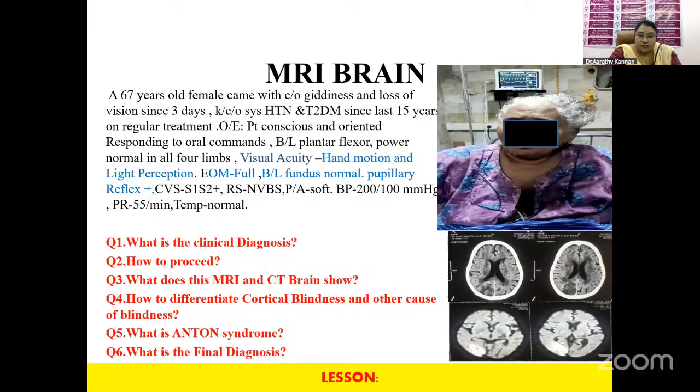How will you differentiate between cortical blindness and other causes of blindness? What is Anton syndrome? And with this, what will be your final diagnosis? Thank you.